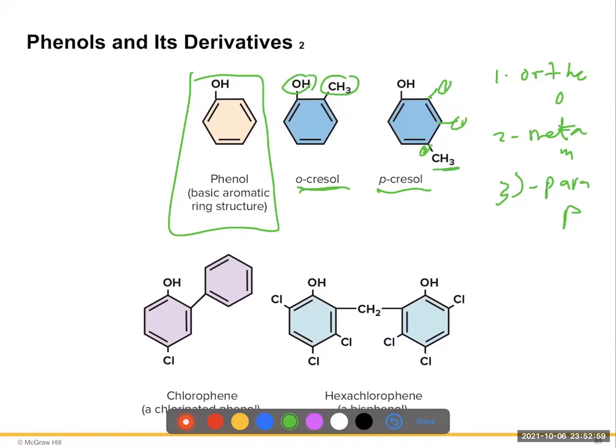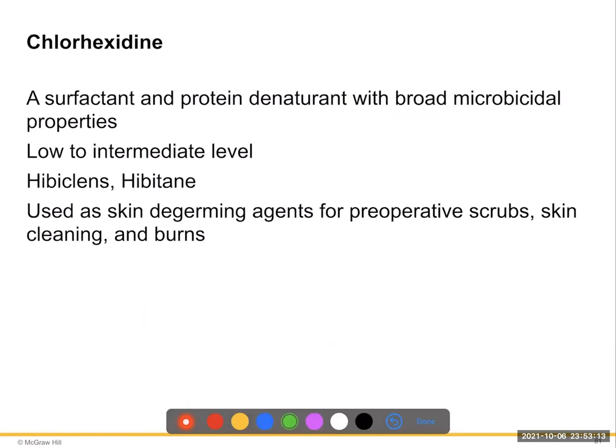Okay. And you see chlorophene and hexachlorophene. Again, you have the OH group, the phenol group here with the benzene ring, which gives it its cleaning power. Okay, so chlorhexidine. Chlorhexidine is a surface-active agent and protein denaturant with very broad microbial properties. Right, so it kills a wide range of bacteria. Low to intermediate level, Hibiclens and Hibitane. It's used as a skin degerming agent, for pre-op scrubs, skin cleaning, and for burn patients.